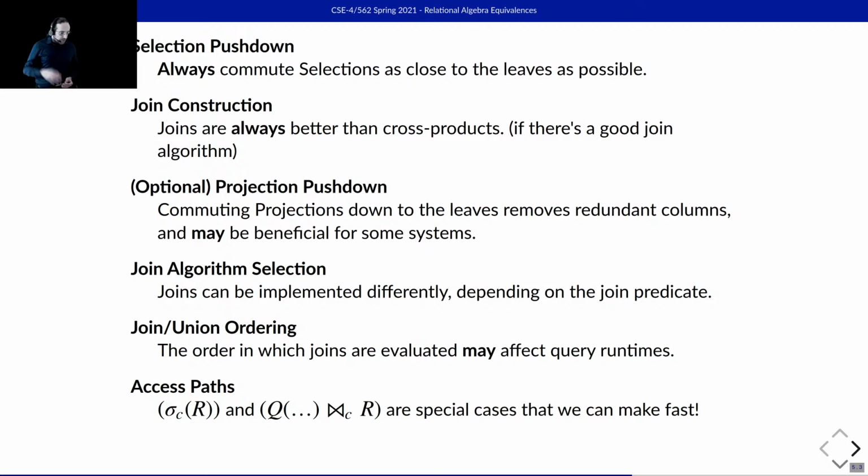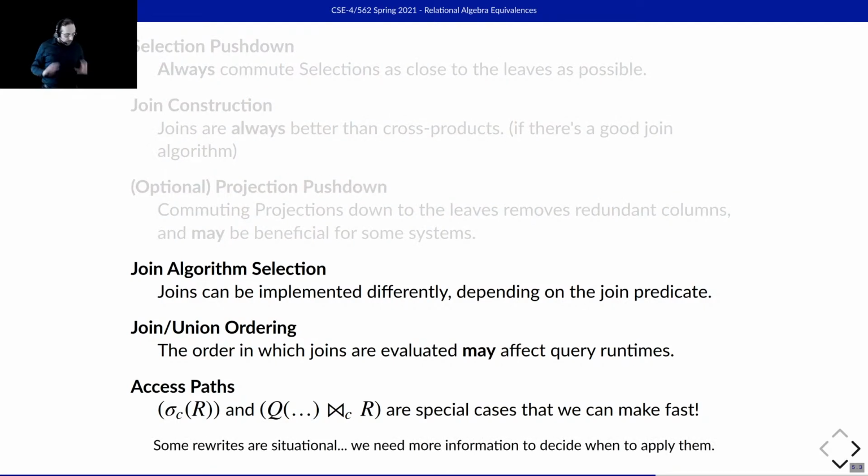That gets me to the last thing, which is access paths. If we have the data organized in the right way, then we can make selections on top of that data set, as well as joins with that data set, really, really fast under certain circumstances. And we'll get to that in a couple lectures as well. Some of these rewrites you always want to do. There's really no question about it. Other rewrites will need more information about what situation you want to do those in.